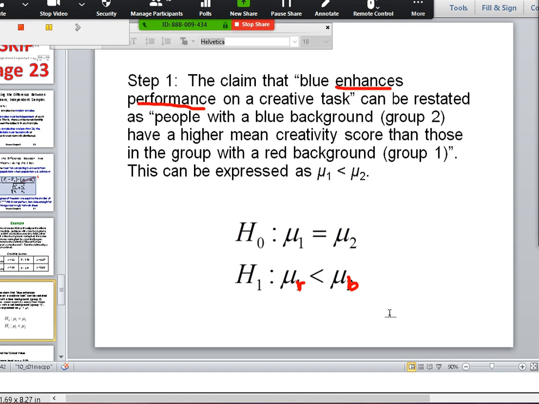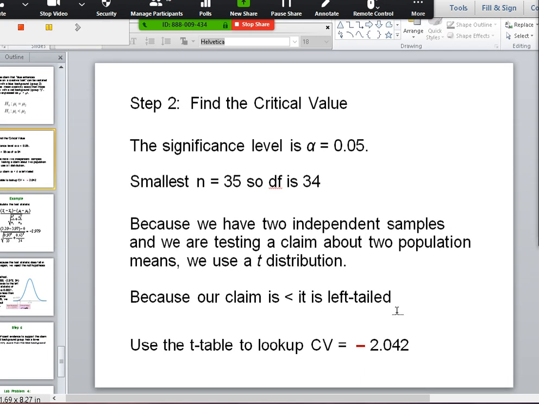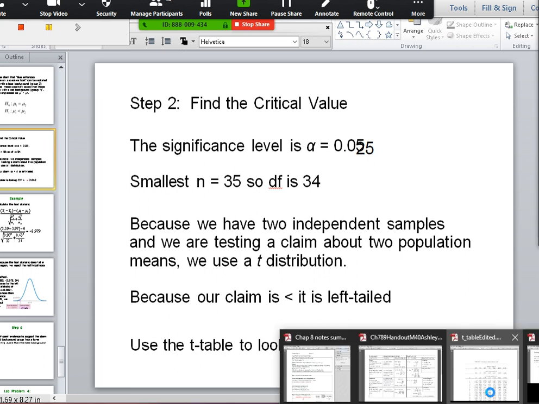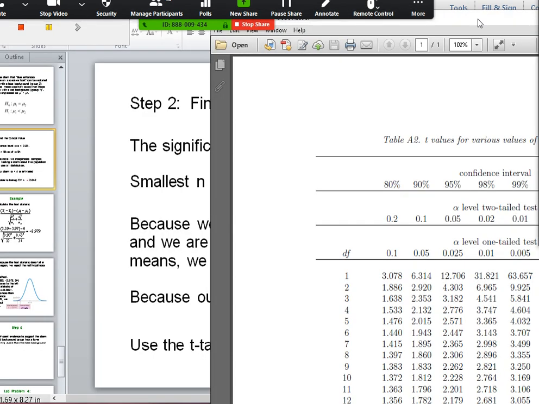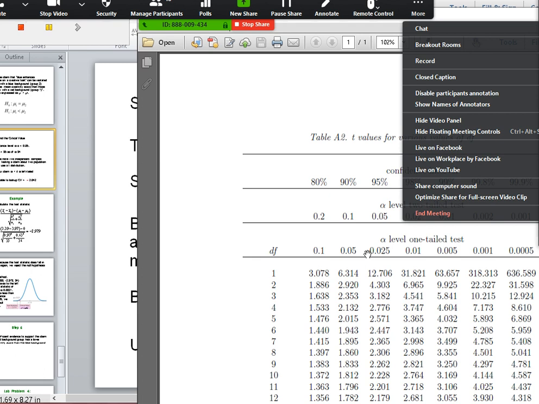That's step 1. Step 2, find the critical value. The alpha level is 0.05. It's actually incorrect, I think, but I used the t-table to look it up. This should actually be 0.025. So if we look at our table, the one-tailed test, it should be 0.025. I made a typo there. So 0.025, and it's 34 people or 35 people.